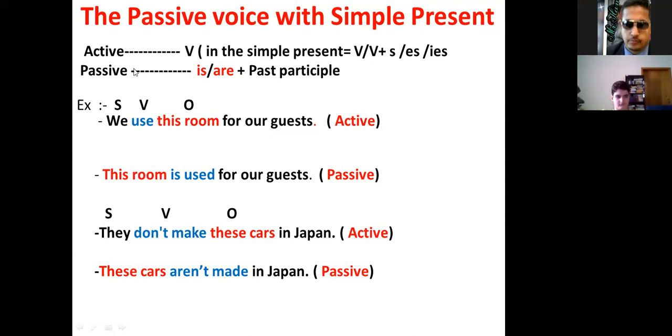As we said for the example, we have the sentence, we use this room for our guests. At first, we should determine the parts of speech: subject, verb, object. Then we start with the object, this room. It's singular, so we use is, the verb in the present simple. Is plus past participle, so it will be: this room is used for our guests. We can't add we, but we can say by us because here the subject is unknown.